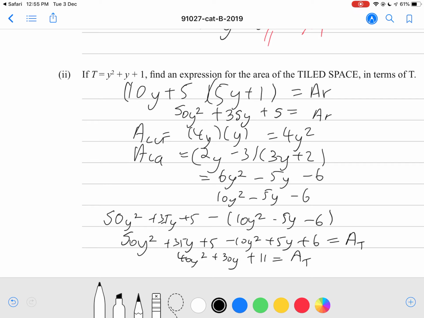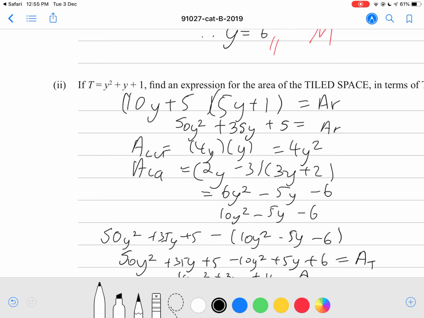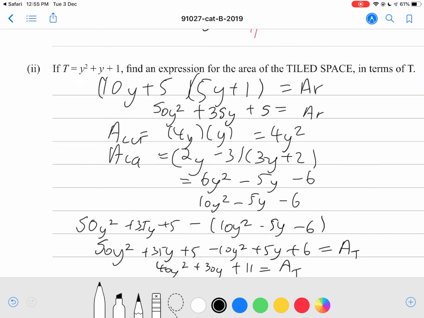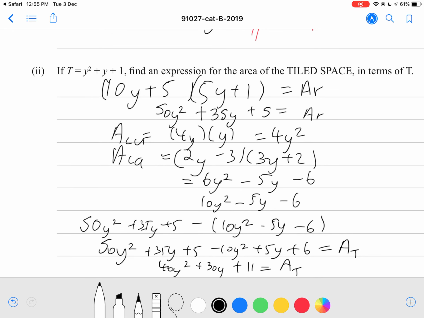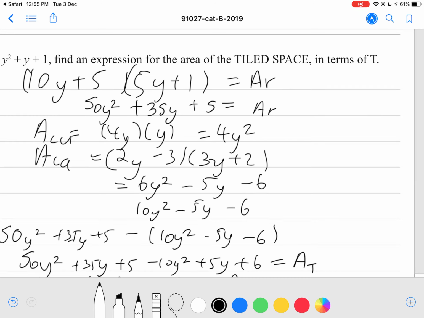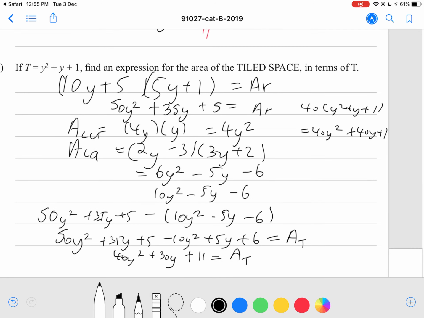So if t equals y squared plus y plus 1, find an expression for the area of the tile space in terms of t. First things first, we need 40 y squareds, okay? We need 40 of these y squareds in order to compensate for 40y squared. So we do 40 times y squared plus y plus 1. We'll get 40y squared plus 40y plus 1. And that's 10 in terms of t, okay?